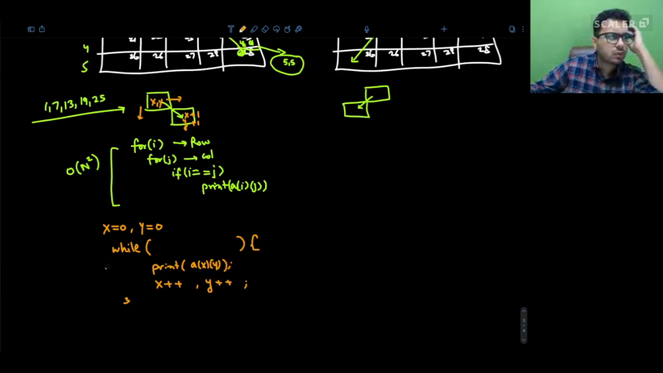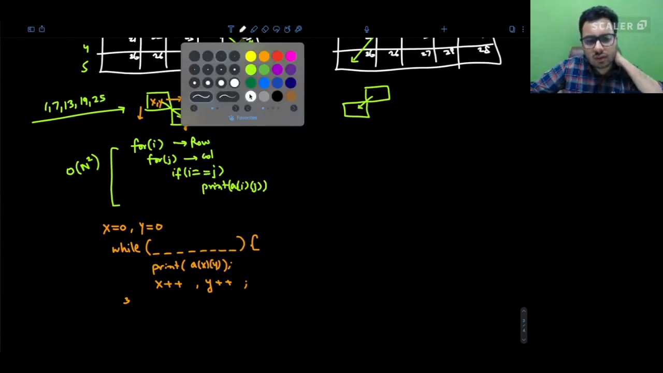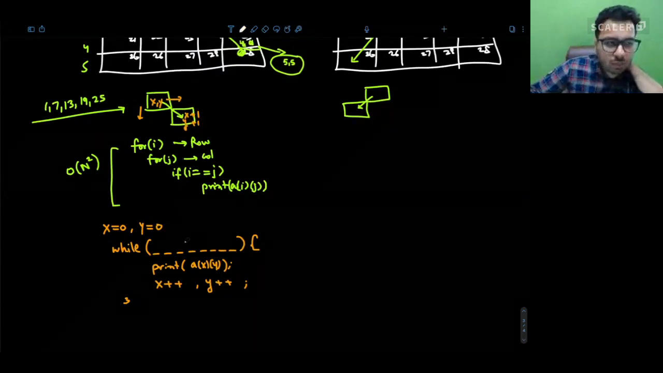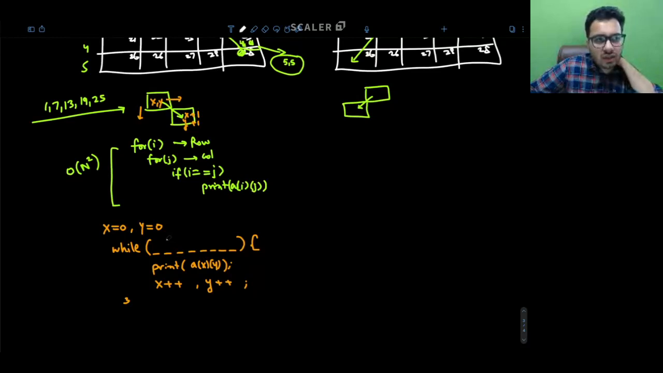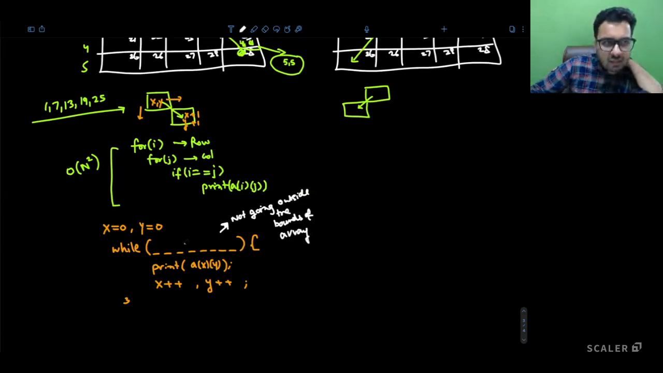Now what should I do? What condition should I put in the while loop? What is the stopping criteria? When should I stop? Or up to what point should I run this loop, right? So I need to make sure that I'm not going outside the bounds of the array. Yes or no? So can I say at every moment x should be less than the number of rows?